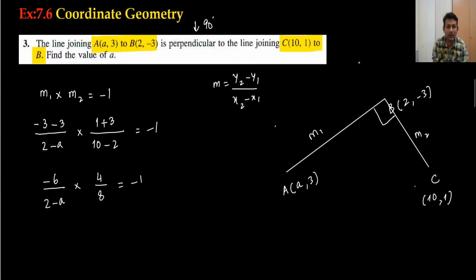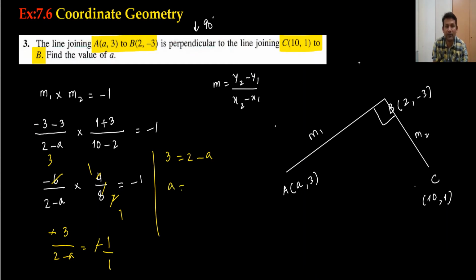We can cancel 4 times 1, 4 times 2, and 2 times 1, 2 times 3. So finally we have -3 altogether over 2 minus a is equal to -1. This minus and minus cancel out. We can do the cross multiplication. So 3 is equal to 2 minus a, and when we shift a to the left hand side it is positive, and 2 minus 3 gives a equals -1, and we have done it.